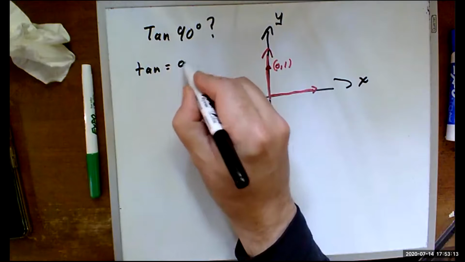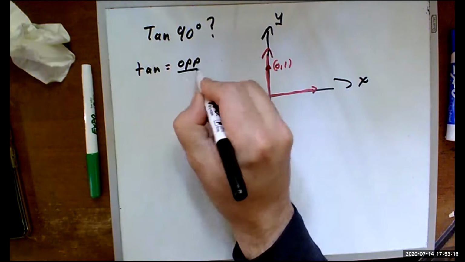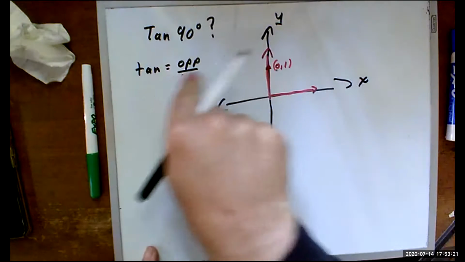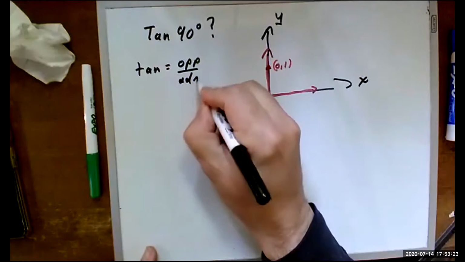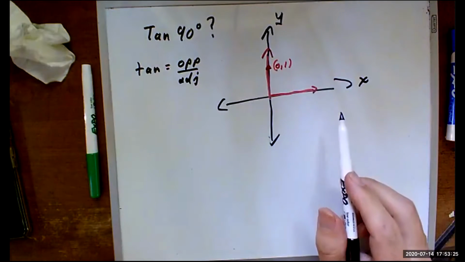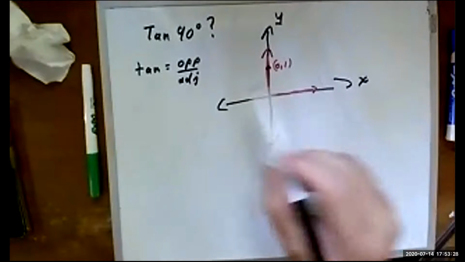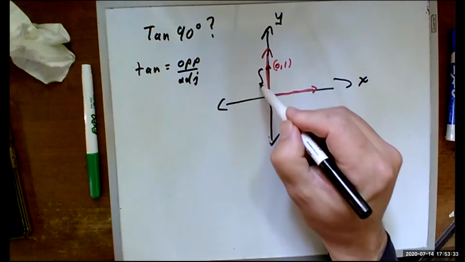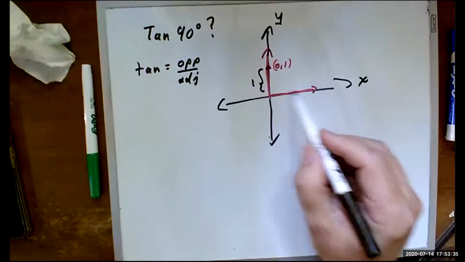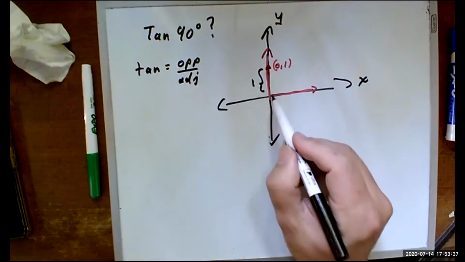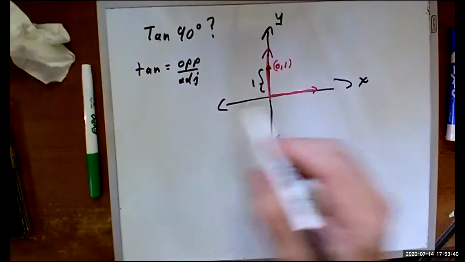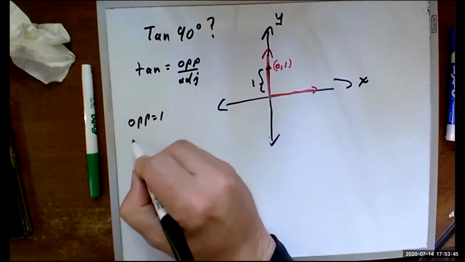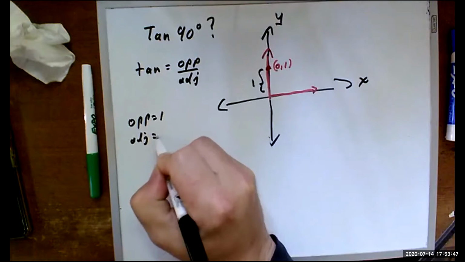Tangent is equal to your opposite over your adjacent. Okay. Well, when we take a look at that, opposite in this case is going to be our 1. The adjacent, though, if we're just going straight up, we have no length, so we actually have a length of 0. So we can say that our opposite in this case is equal to 1, but our adjacent is equal to 0.